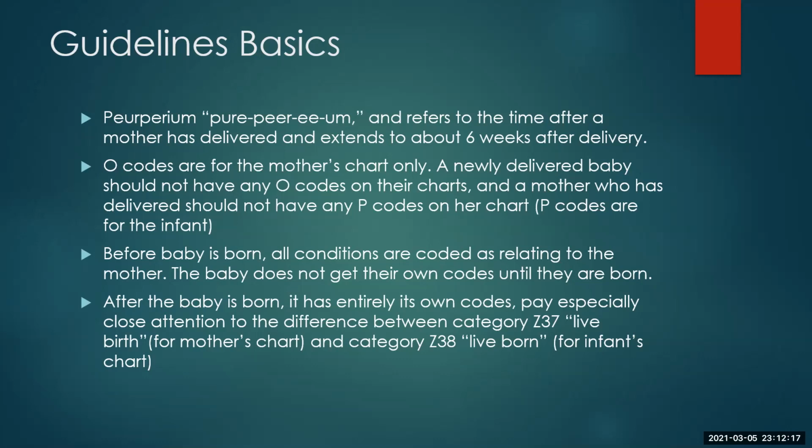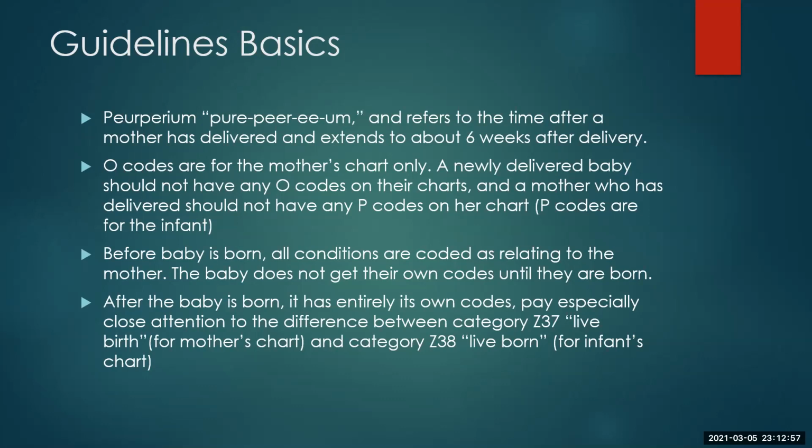It's important to remember that O codes are for the mother's chart only. You are not going to put any O codes on the baby's chart. After that baby is born, they will have their own codes, and usually those start out in section P. But before the baby is born, everything is going to be coded to the mother. We don't code anything independent to that baby. It's happening within the mother's body, and so even if it's a problem just with that infant that hasn't been born yet, we're still coding it to the mother.